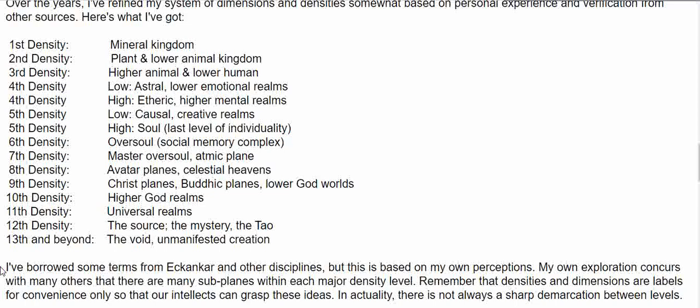Fourth density low, astral, lower emotional, and then the fourth density high, etheric, higher mental realms, and the fifth density low, causal, creative realms, and the fifth density high, last level of individuality, sixth density oversoul, social memory complex, seventh density master oversoul, atomic plane, eighth density avatar plane, celestial heavens, ninth density Christ planes, Buddhic planes, lower God's realms, tenth density higher God's realms, 11th density universal realms, 12th density the source, the mystery, the Tao. And the 13th and beyond, the void, unmanifested creation.